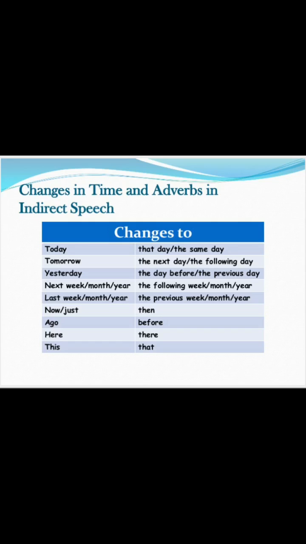If there is yesterday in the direct speech, then the day before or the previous day is to be written in indirect speech. If there is next week, month or year, then it is to be converted into following week, month or year in indirect speech. Last week, month or year is to be converted into previous week, month or year, and now or just is to be converted into then, ago to be converted into before, here to be converted into there. This is to be converted into that in indirect speech.